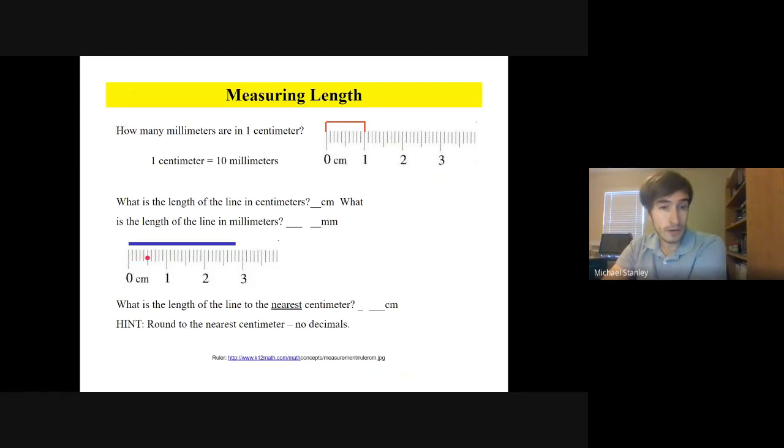We could also just as equally say that this blue line is in millimeters. 1, 2, 3, 4, 5, 6, 7, 8, 9, 10, 11, 12, 13, 14, 15, 16, 17, 18, 19, 20, 21, 22, 23, 24, 25, 26, 27, 28 millimeters.